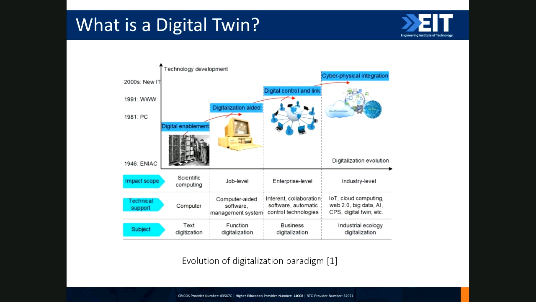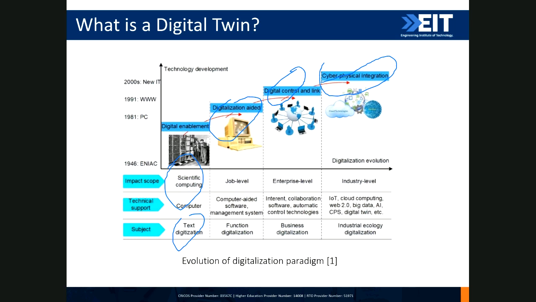Now, as we go through the evolution of this digital twin technology, this diagram is basically showing us that. So this was before the 80s, and that's the very first stage, that is digital enablement. Then came digitalization aided, and then there was digitalization assistance, and more recently it's cyber physical integration. So digital enablement basically refers to the process of converting paper documents into digital forms, and that was before the 1980s. So a very basic form of digitalization.